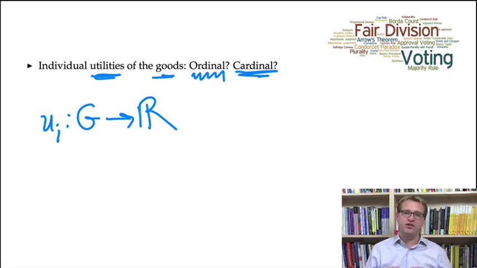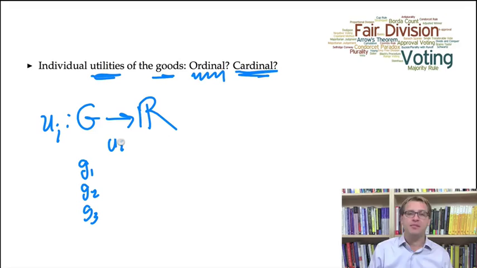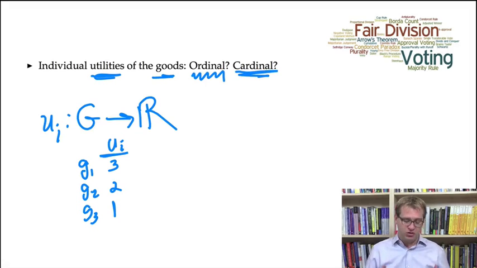We've touched on this distinction before, but just to remind you, suppose that there's three objects, G1, G2, and G3, and we have this individual I. Now let's say individual I's utility for G1 is 3, for G2 is 2, and for G3 is 1. What this means is that individual I prefers G1 over G2, and G2 over G3, and G1 over G3. You just read that off because the individual I assigns a higher utility to G1 than to G2. What we have represented here is just the ordinal information about the individual I's preferences over the goods.